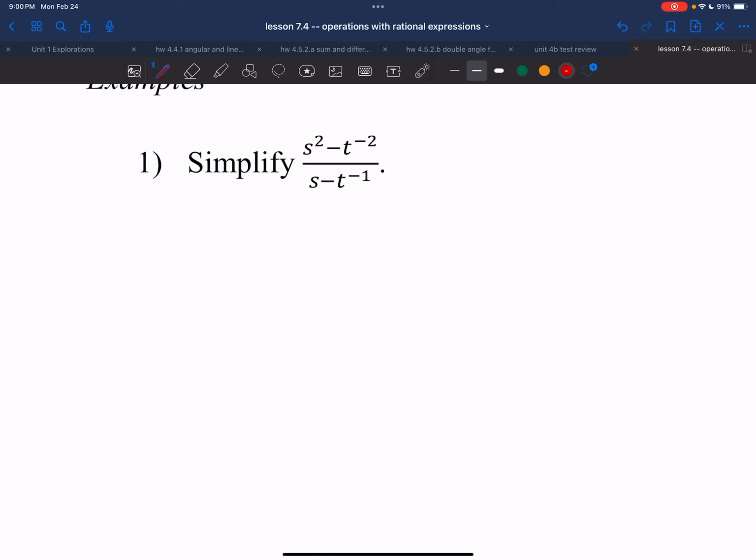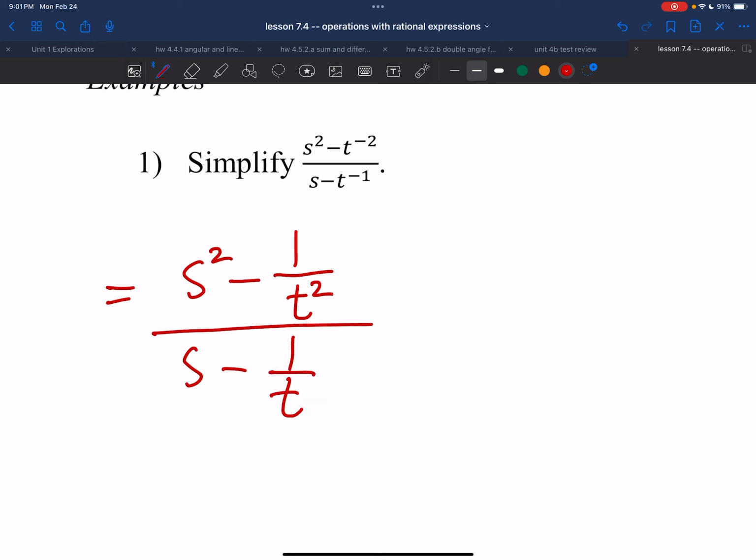But here's what it looks like. S squared minus t to the negative 2. T to the negative 2 is 1 over t squared. And then s minus t to the negative 1 is 1 over t. All right, so what do we do here? Well, you just focus on top, and then you focus on bottom, and then you do keep, change, flip.